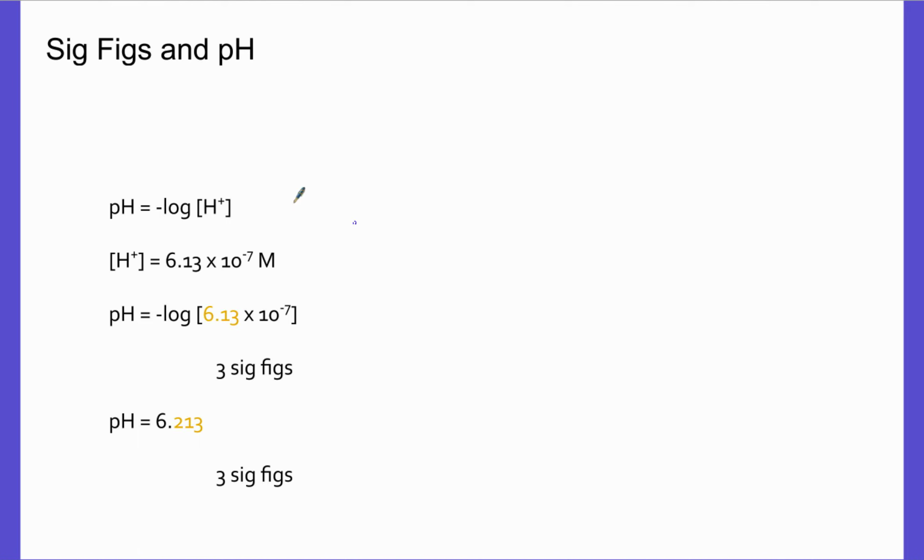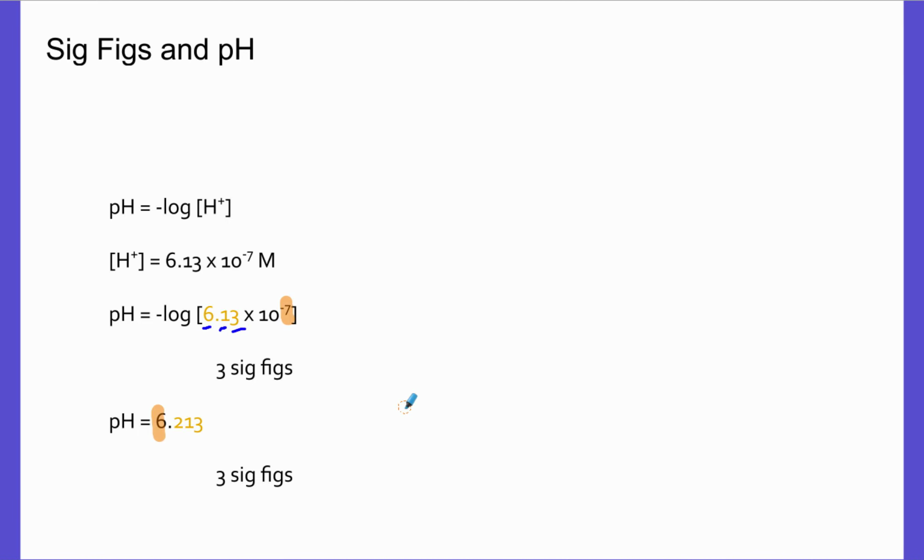Last thing I need to understand is that I do have to round and use sig figs for pH, but it's also weird. So you have to understand the numbers you're looking at. When I have this 6.13 times 10 to the negative 7th, I have 3 sig figs in this number, 6.13. So I need 3 sig figs in my answer, but the hard part to understand is that really this 6 in front is just telling you how big or how small that number was.